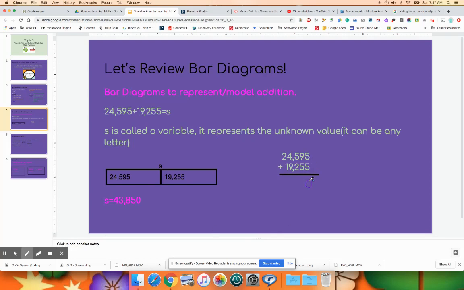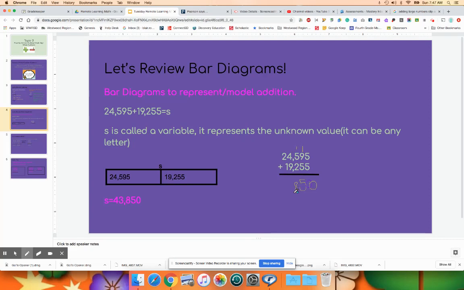5 plus 5 is 10. I'm going to carry a 1. I always add whatever I carried first so I don't forget it. So 9 plus 1 is 10. 10 plus 5 is 15. 5 plus 1 is 6. 6 plus 2 is 8.